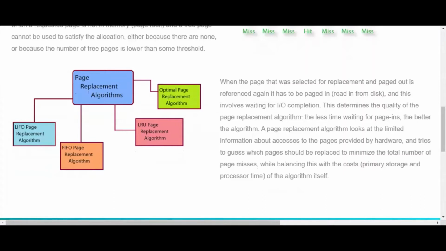A page replacement algorithm looks at the limited information about accessing to the pages provided by the hardware and tries to guess which page should be replaced to minimize the number of page misses, while balancing this with the cost, that is, the primary storage and the processor time of the algorithm itself.